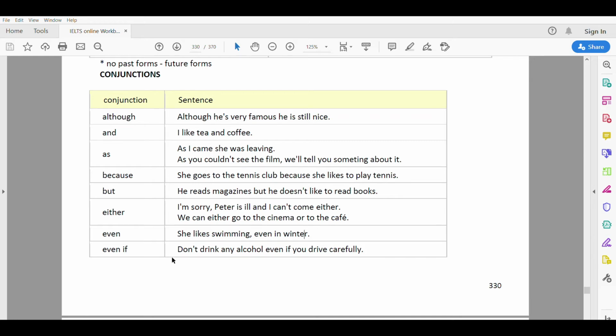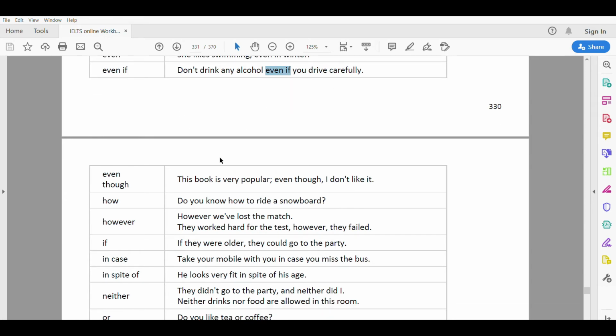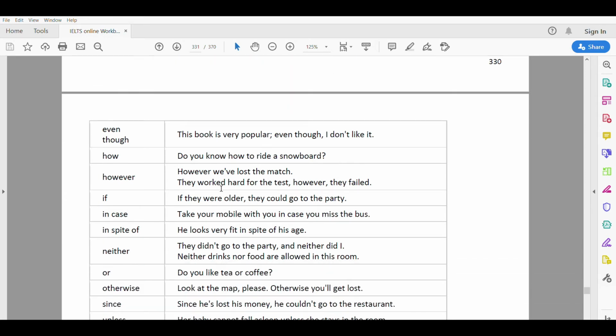The next one is even if. Don't drink any alcohol even if you drive carefully. So we haven't used any comma because these two are independent clauses. And we have used even if as a connector to separate these two sentences. The next one is even though. This book is very popular even though I don't like it.